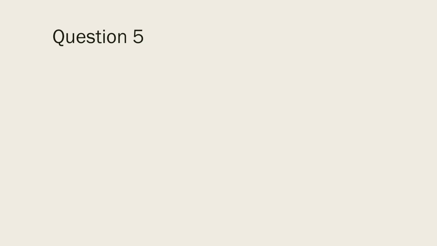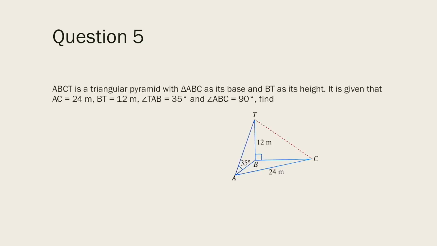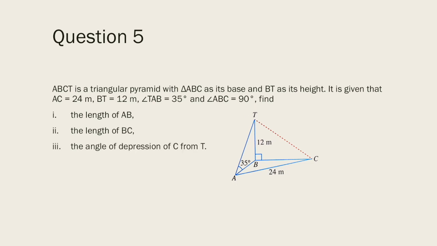Question number 5 says, ABCT is a triangular pyramid with ABC as its base and BT as its height. It is given that AC is 24 meters, BT is 12 meters, angle TAB is 35 degrees, and angle ABC is 90 degrees. Find the length of AB, the length of BC, and the angle of depression of C from T.